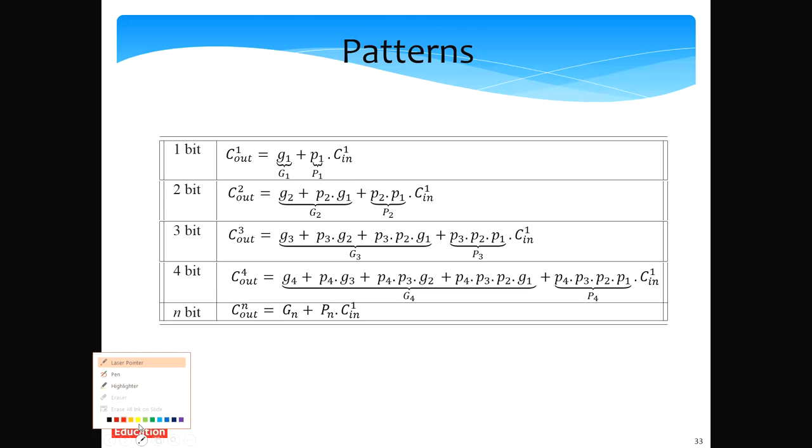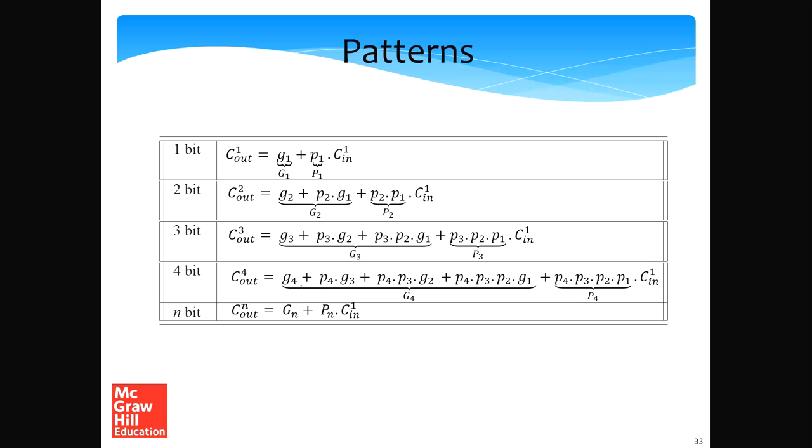Coming to the pattern here, for a single bit block, Cout is G1 or P1 and carry input, which are simple functions. For a 2-bit block, we can see the generate function is slightly more complicated. The logic has been explained. And the propagate function is P1 and P2, which means both the bit pairs need to propagate. So we just keep going on and on.